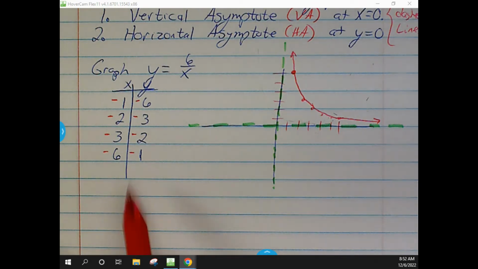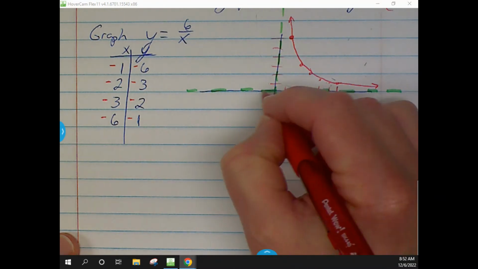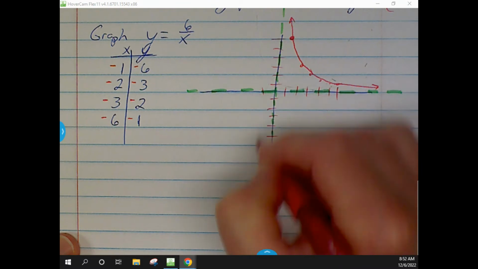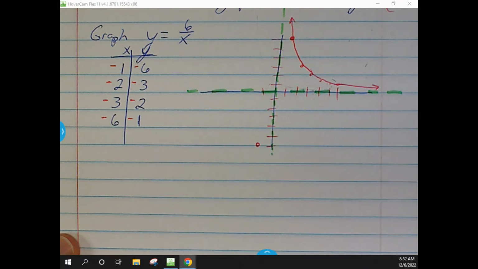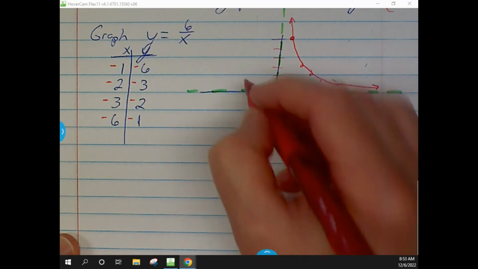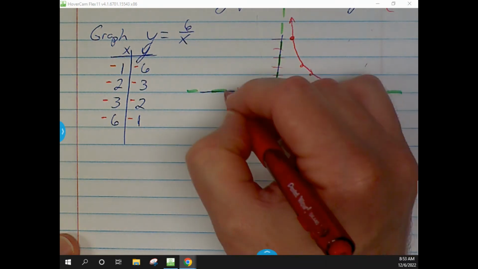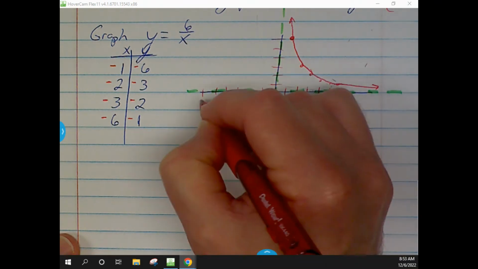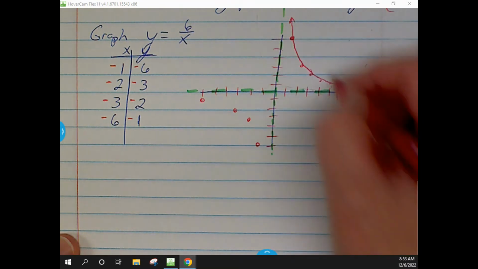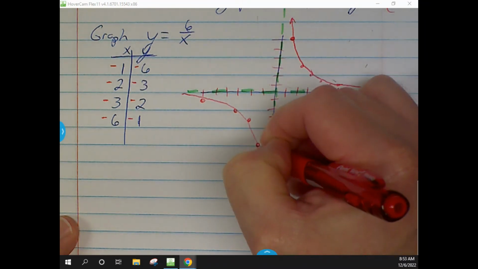So that's kind of a quick, easy way to do it, so you don't have to keep making more points on that one. So now we can graph these points to see what would happen when we plug in the negative numbers. So now we're at -1. So -1, -6 would put you down here. -2, -3 would put you there. -3, -2 would be there. And then -6, -1 would put you here. So basically, it's the same graph as this one, but now it's going here.